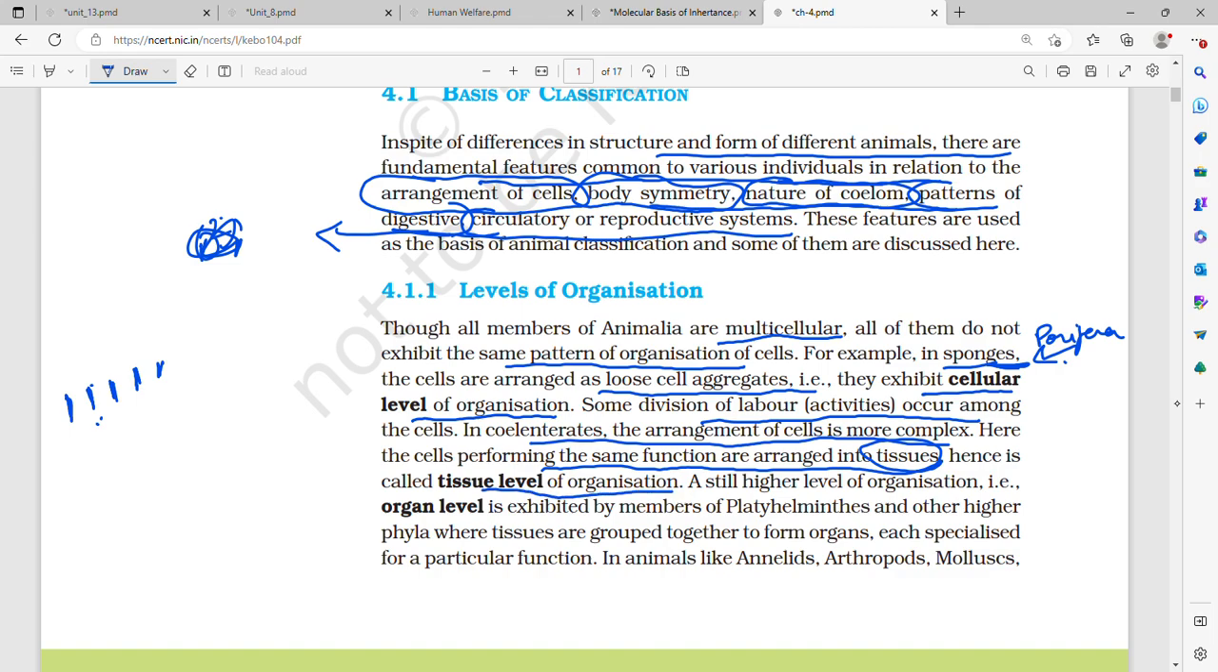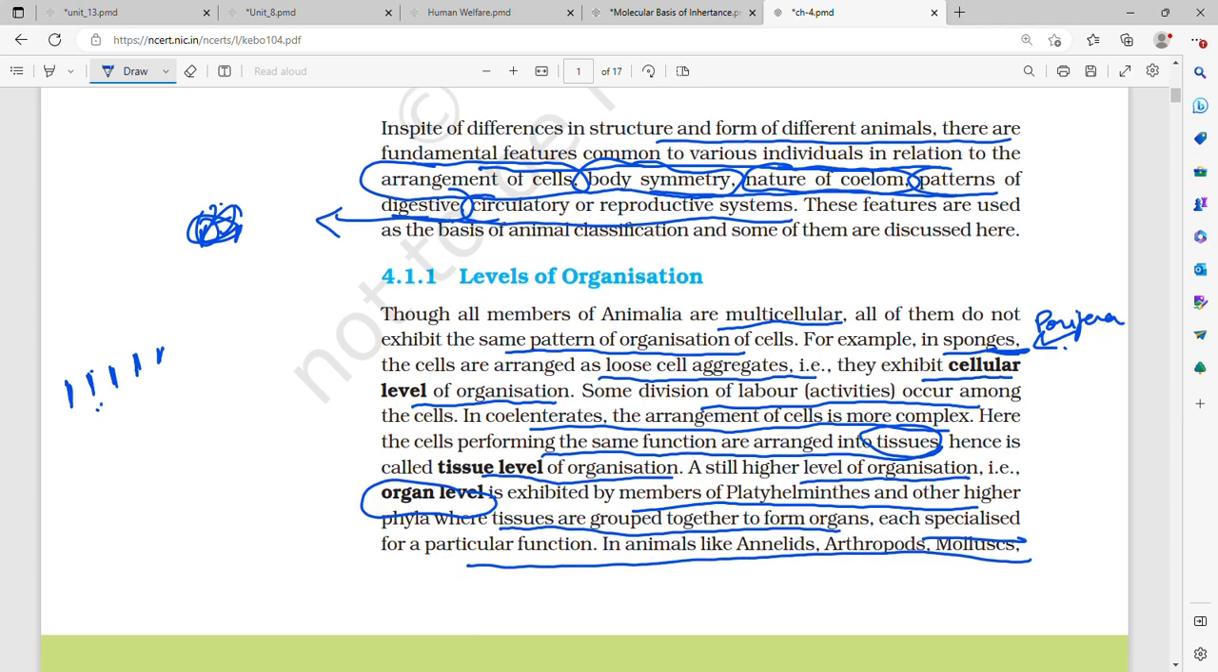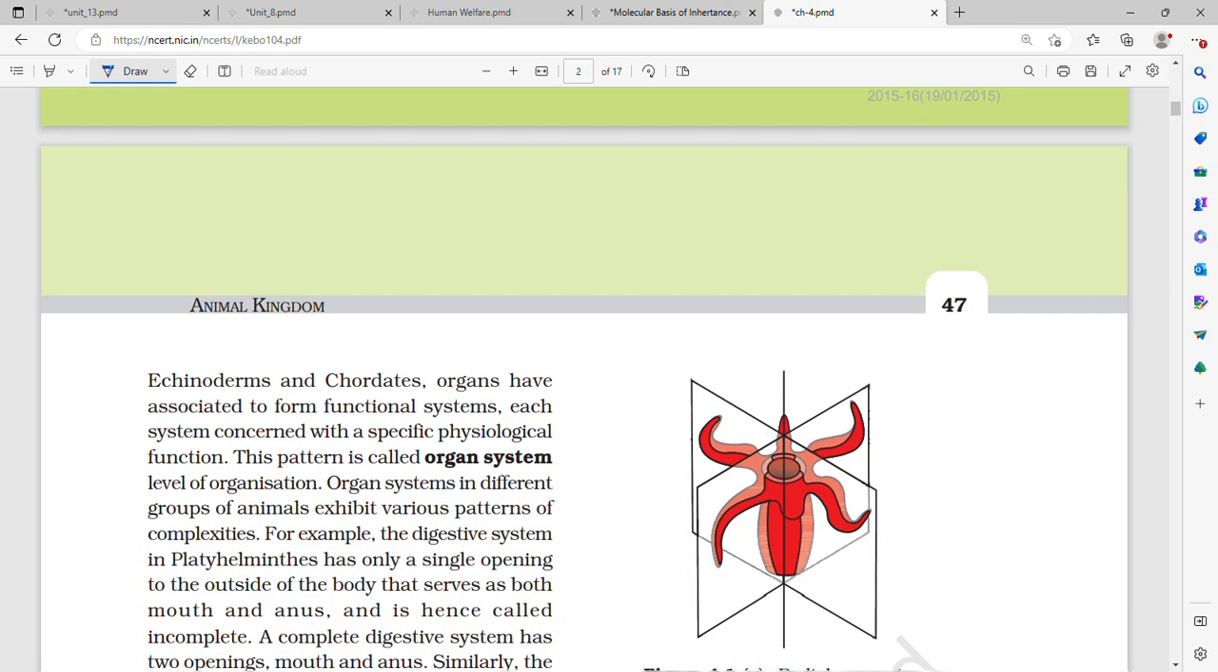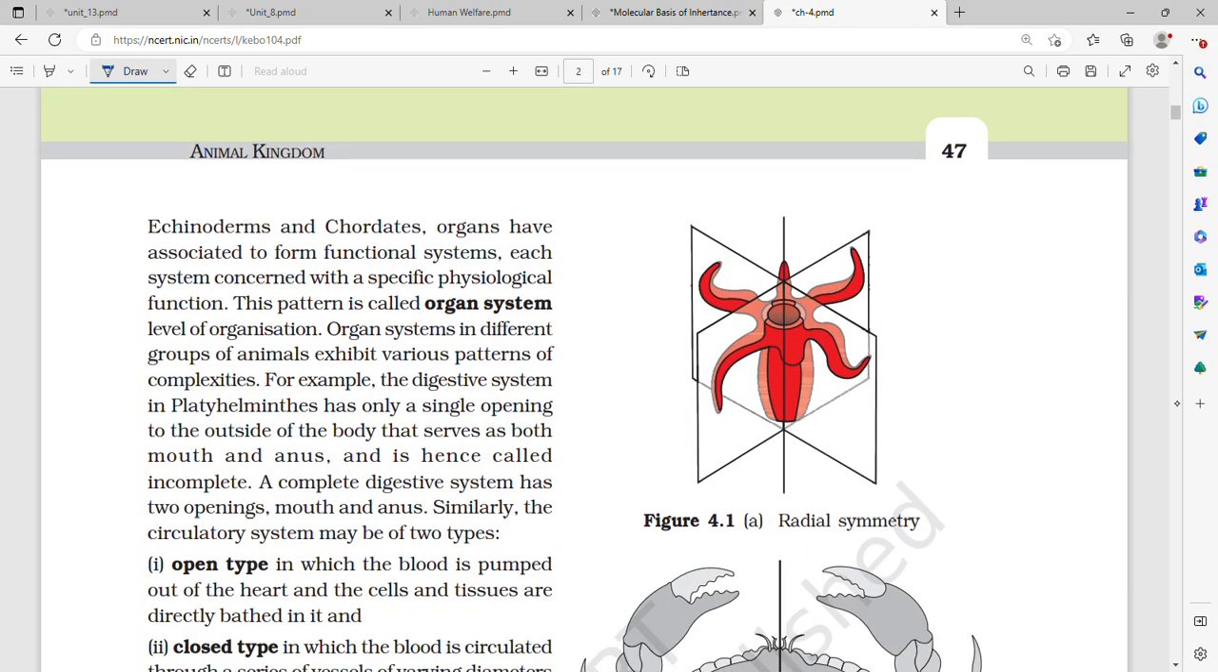Then all the tissues together combine to form an organ. Still higher level of organization is the organ level of organization, which is exhibited by members of Platyhelminthes and other phyla, where tissues are grouped together to form organs, each specialized for a particular function. From Aschelminthes till Hemichordata, all of them exhibit organ system level of organization. Functional system, each system concerned with a specific physiological function, this is called organ system level of organization.